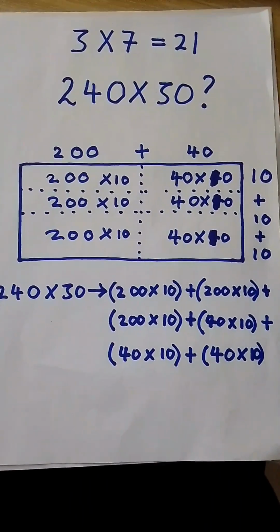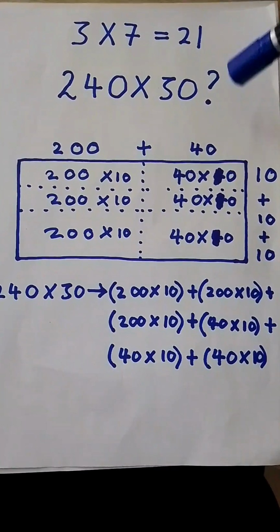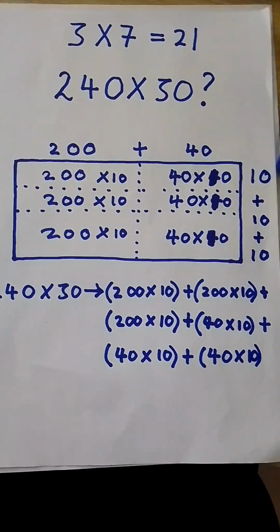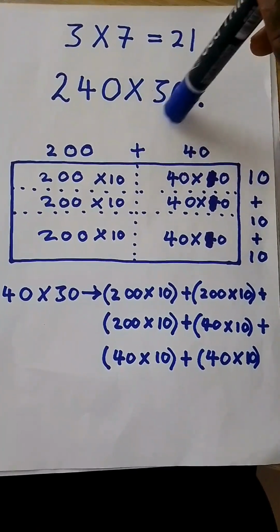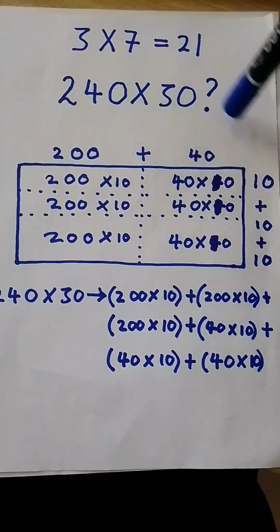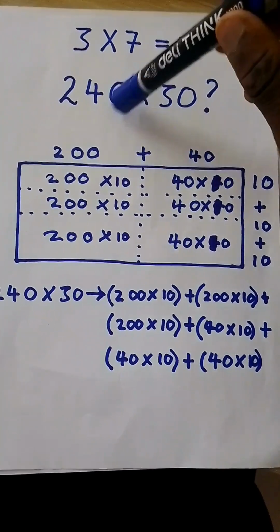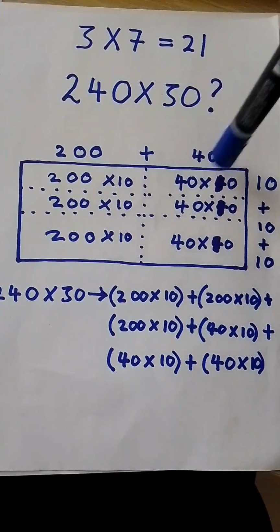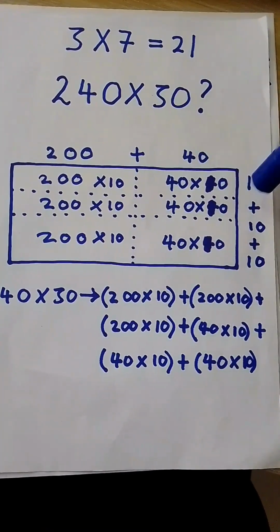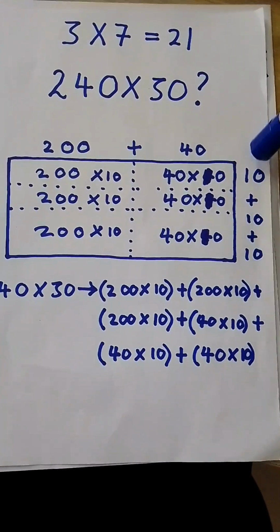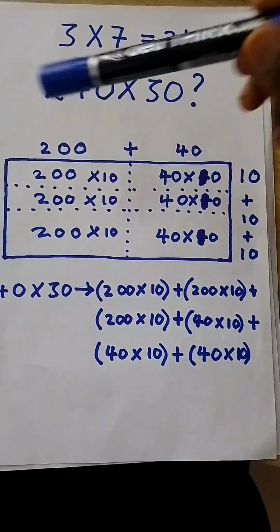So in order to solve for 240 times 30, we draw our rectangular array. Now keep in mind, in practice we won't do this. This is just a way of showing you the framework or the backbone of multiplication. So we draw our rectangular array with a length of 240 and a breadth of 30.